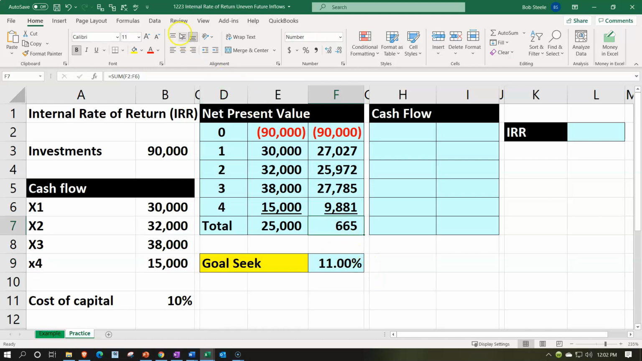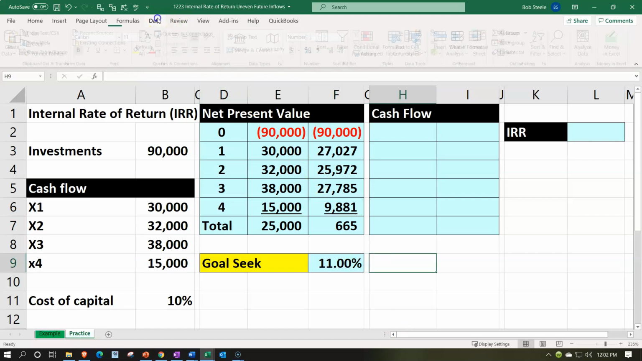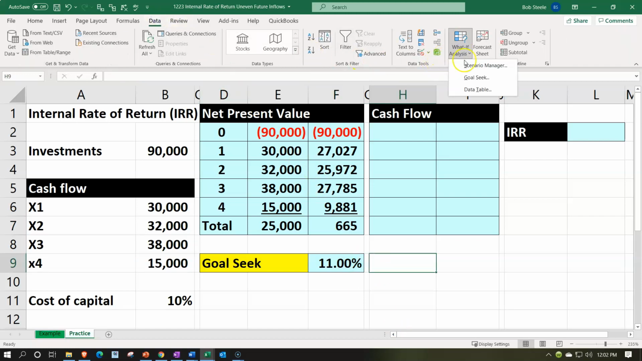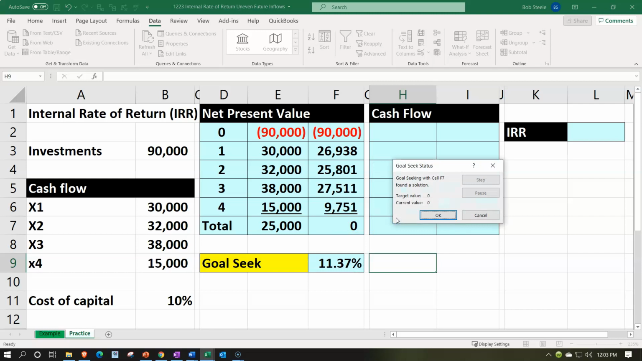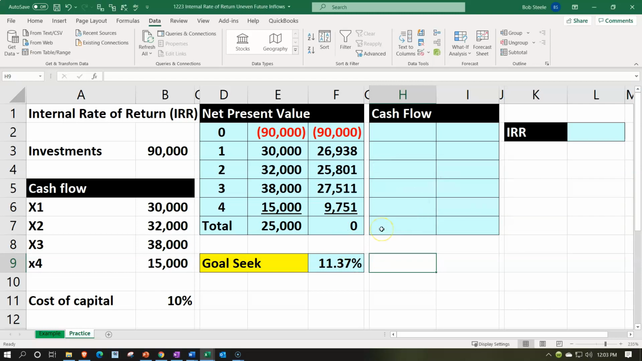Let's try it out. We go to Goal Seek to do that. We're going to go to Data and then What-If Analysis, Goal Seek. We want to set this cell, no, this cell. That cell needs to be 0 by changing this cell. This cell is going to be changed so that that cell will be 0. Let's say okay, and it just forces it to work by trial and error. So there it is, the 11.37 makes it 0.